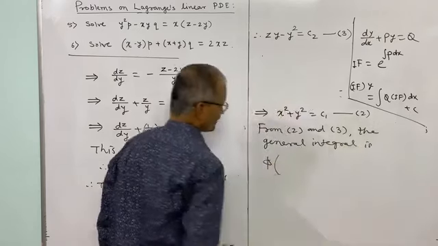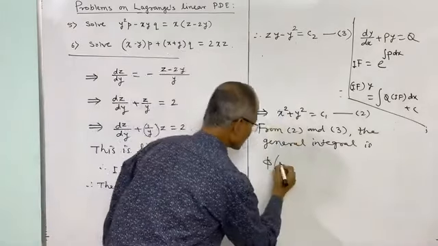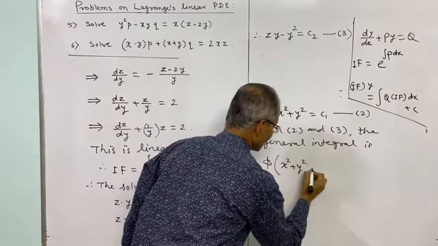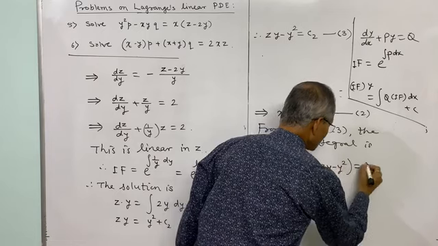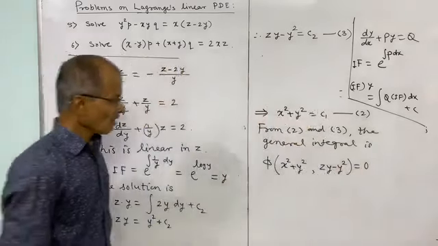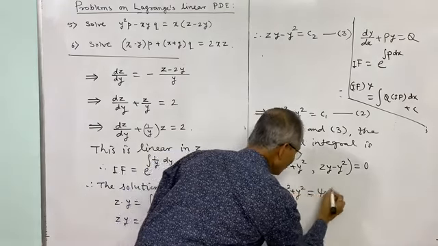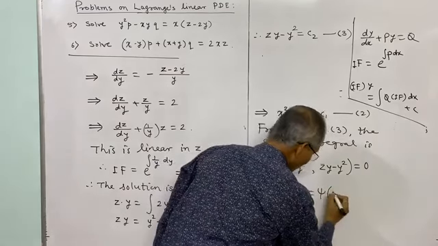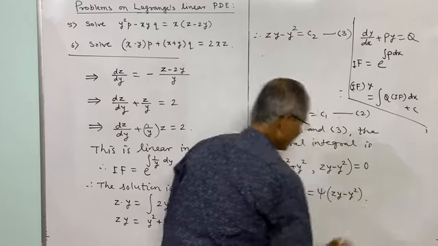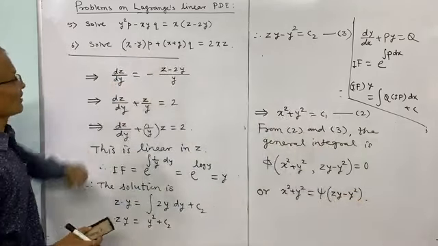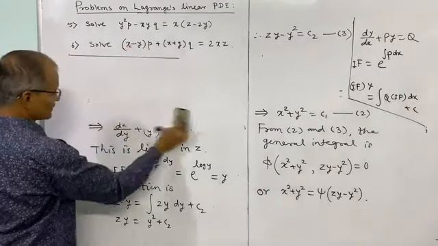phi of first, that is u is equal to c1, this is u and this is v, phi of x square plus y square and zy minus y square is equal to 0 is the general integral, or that can also be written as x square plus y square is a function of the second variable, that is the second solution, that is v, zy minus y square, and this completes the solution for the first problem. Now we shall consider the second, that is the sixth problem, solution for 6.